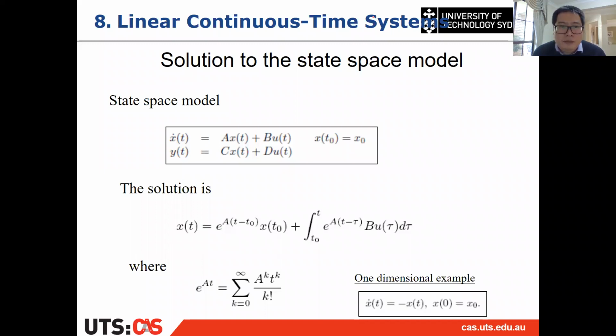And the standard formulation of the linear continuous time system is something like this: x dot is Ax plus Bu. So x dot means the derivative of x with respect to time is a linear function of x and u. x is the state and u is the control. And output y is equal to Cx plus Du. This is the standard formulation for the linear continuous time system.